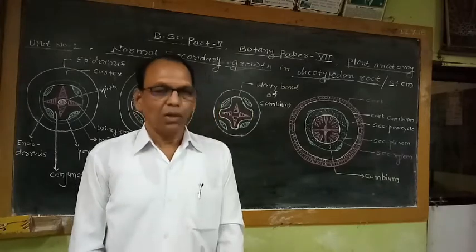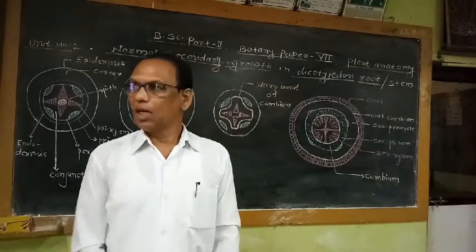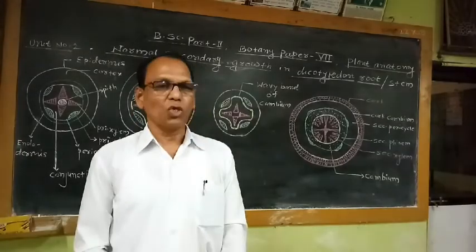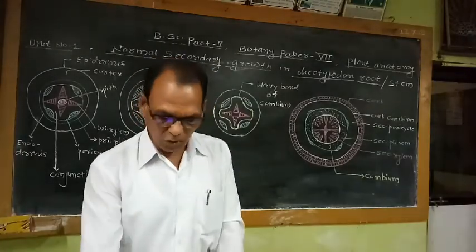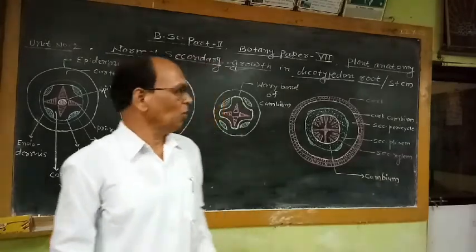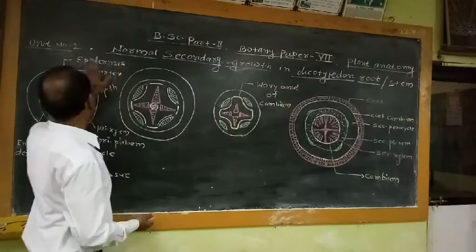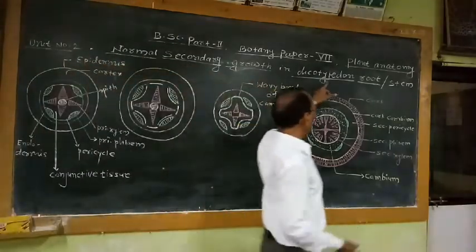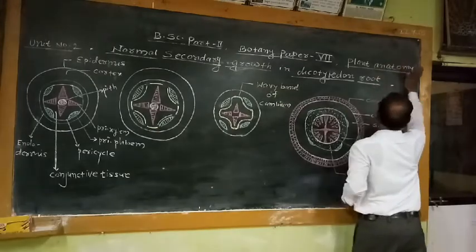And the next subunit in this topic is the study of tissue systems. Under the heading of tissue systems, we are going to study only two tissue systems, epidermal tissue system and secretory tissue system. So today I am going to discuss the normal secondary growth in dicotyledonous root.